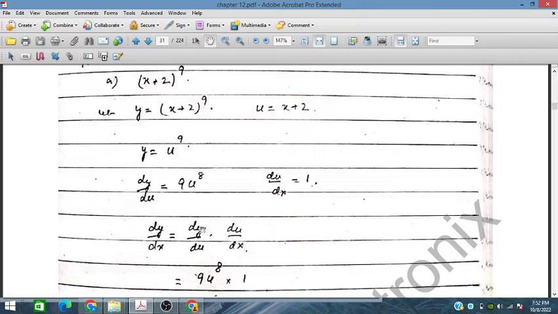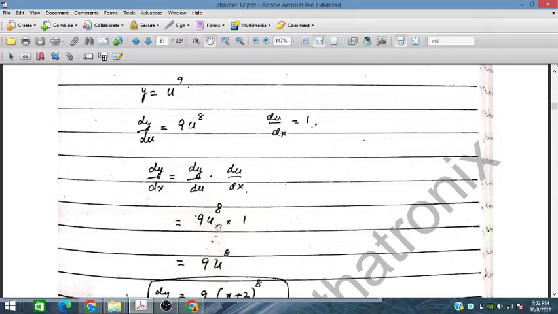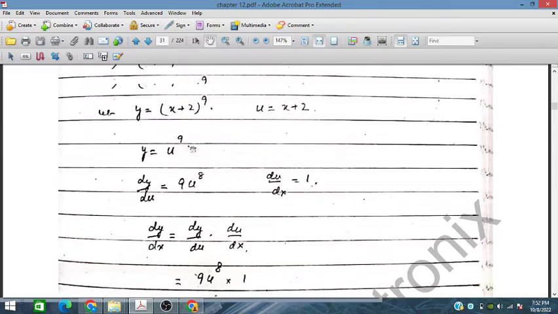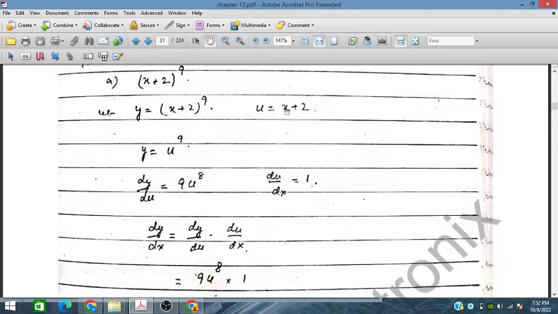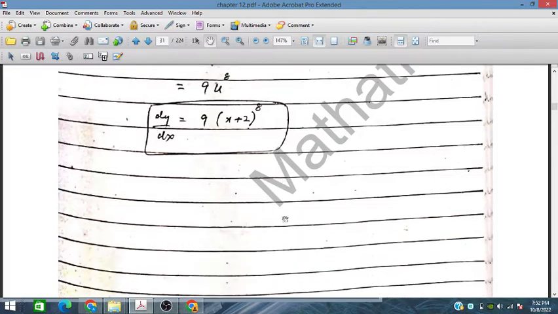In place of dy by du we use 9u to the power 8, and for du by dx we have 1. So dy by dx becomes 9u to the power 8 into 1, which is 9u to the power 8. In place of u we replace x plus 2, so dy by dx is 9 times x plus 2 to the power 8. Similarly for the other ones.